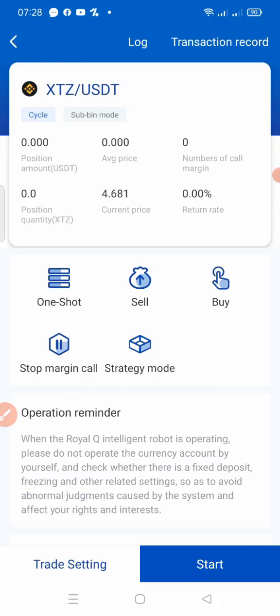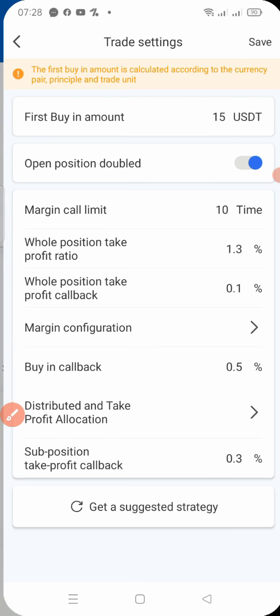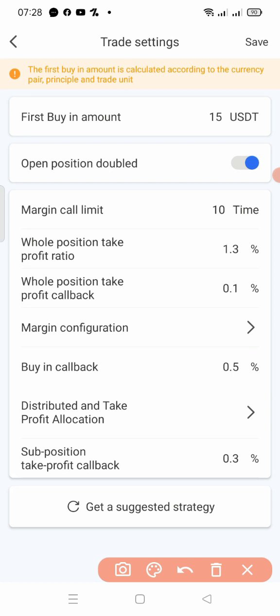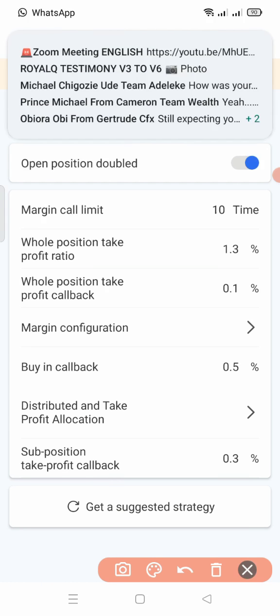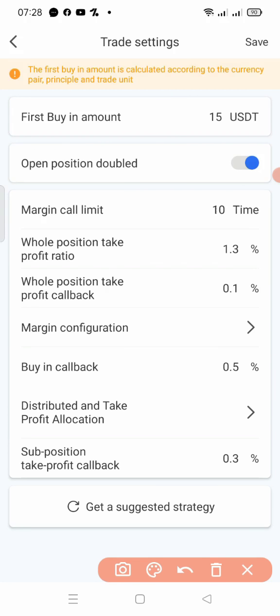Now when I click on it, this is what you need to know. You click on the coin, then you go to trade settings. You want to make the first buying amount something that goes well with your capital. So if you have $100, you can do $30. Because I have more than that, for the sake of this video, I'm going to use $40.